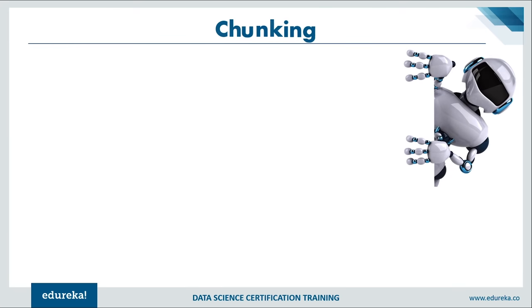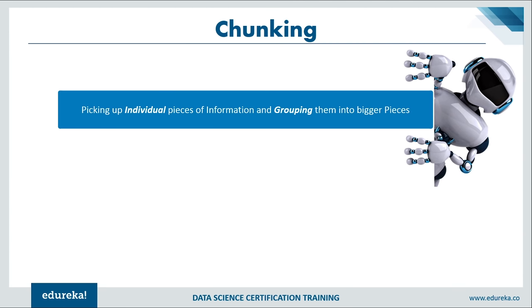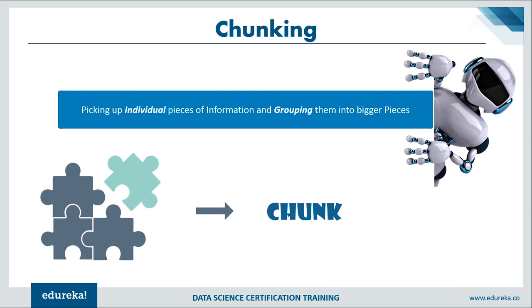Now, let us discuss an important concept with respect to analyzing the sentence structure, which is chunking. Chunking basically means picking up individual pieces of information and grouping them into bigger pieces. As we saw earlier, we had a sentence and divided it into different tokens, that was tokenization, and this is sort of the opposite of tokenization. The bigger pieces are usually known as chunks. In the context of NLP, chunking means grouping words or tokens into chunks.